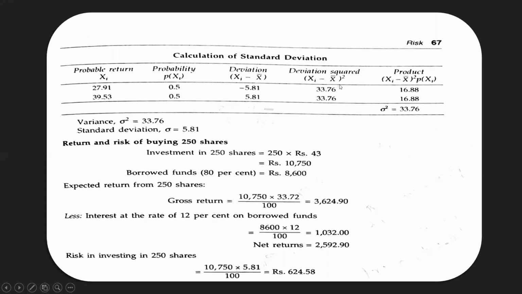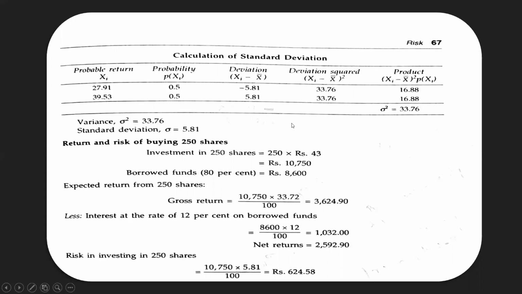Now to remove the negative and positive signs, we will be squaring the items in the third column, that is deviation squared, which will give you 33.76. 5.81 into 5.81 will give you 33.76. Now the squared deviation needs to be multiplied with the probability, which is given in the second column. So 33.76 into 0.50 will give you 16.88, which is given in the last column. Now total these items together to find out the variance or the sigma square, which is 33.76.